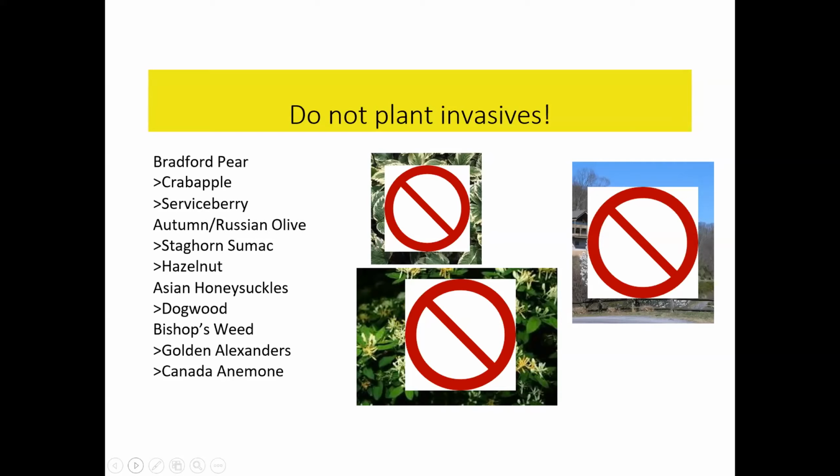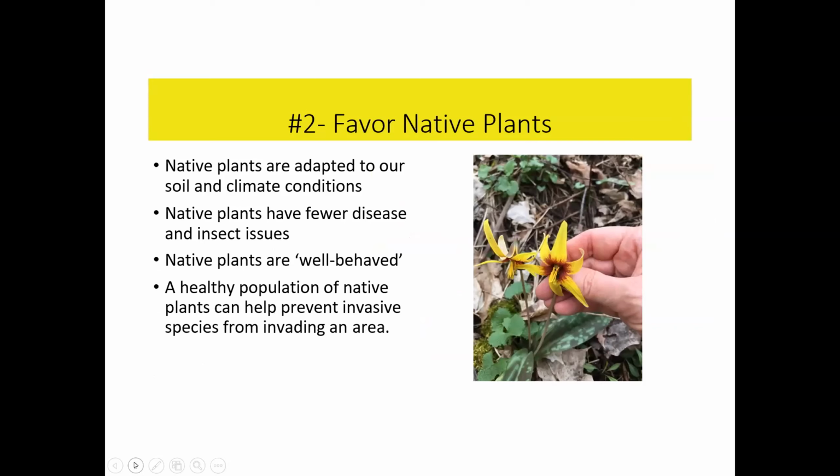So good replacements for that are golden Alexanders, which look like a yellow Queen Anne's lace, so to speak, and Canada anemone. All of these replacements are native species. So avoid the invasives and then favor native plants.